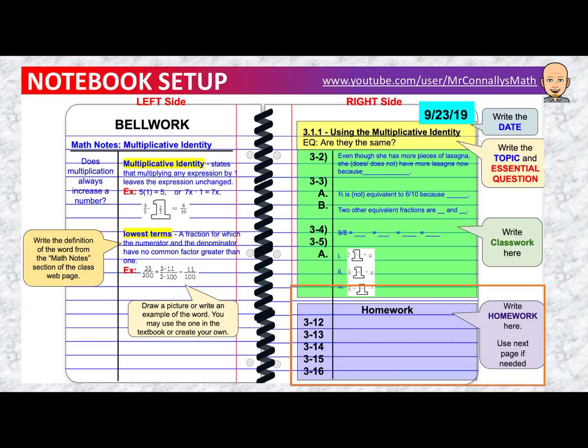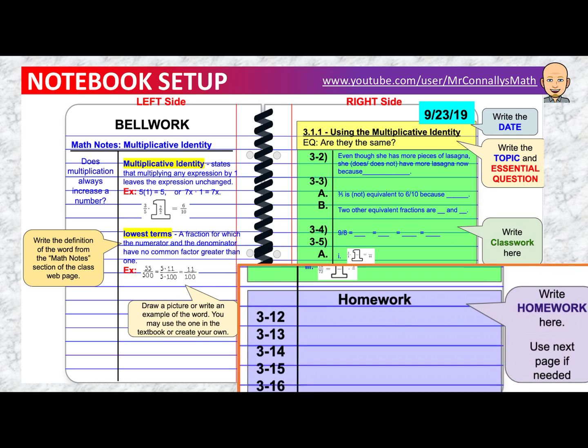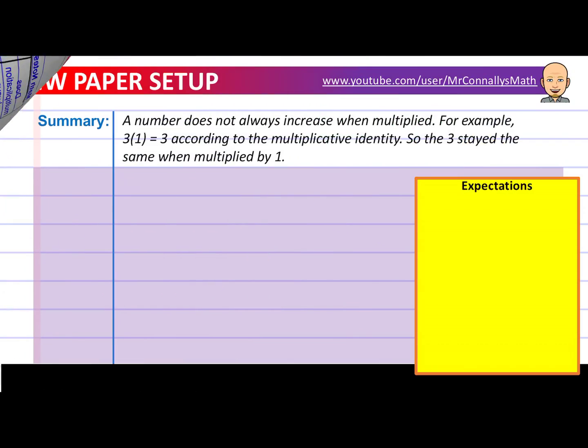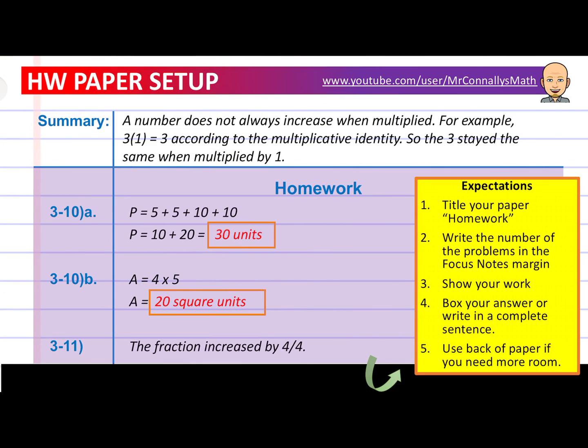In the bottom right hand corner we have the homework. Let's zoom in on that. Let's take a look at what our expectations are for this. They are as follows. Title your paper homework. Write the number of the problems in the focus note margin. Show your work. Box your answer. Write in a complete sentence. Use the back of the paper if you need more room.